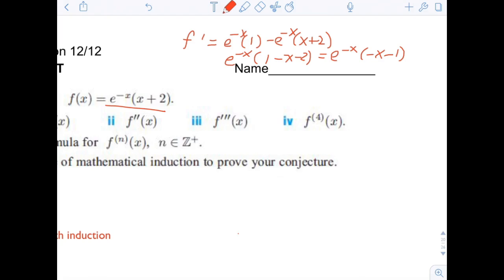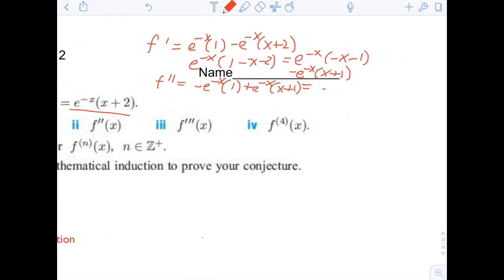Okay, and then the second derivative. One thing we could do to make this a little easier, we could factor out the negative: negative e to the negative x, x plus 1. So now we'll take the derivative of this. First, we'll leave the first factor alone, and we'll take the derivative of the second factor. Then we'll take the derivative of the first factor, and we'll leave the second factor alone, product rule again. And then we'll factor out e to the negative x, and we'll get x plus 1 minus 1, so it'd just be e to the negative x.